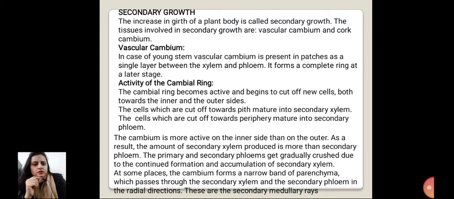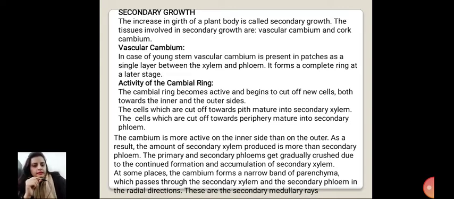These cells which are cut off towards the pith mature into secondary xylem. The cells which are cut off towards the periphery mature into secondary phloem. The cambium is more active on the inner side than on the outer. As a result, the amount of secondary xylem produced is more than secondary phloem.